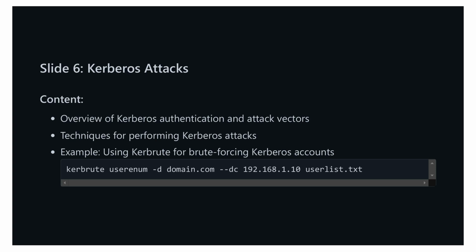-d domain.com --dc 192.168.1.10 userlist.txt. Here, userenum instructs Kerbrute to enumerate users, -d domain.com specifies the domain, --dc 192.168.1.10 identifies the domain controller, and userlist.txt contains a list of potential usernames to be tested. Understanding these attack techniques and their mitigation strategies is vital for strengthening the security posture of networks employing Kerberos. In the next slide, we will explore LDAP injection.